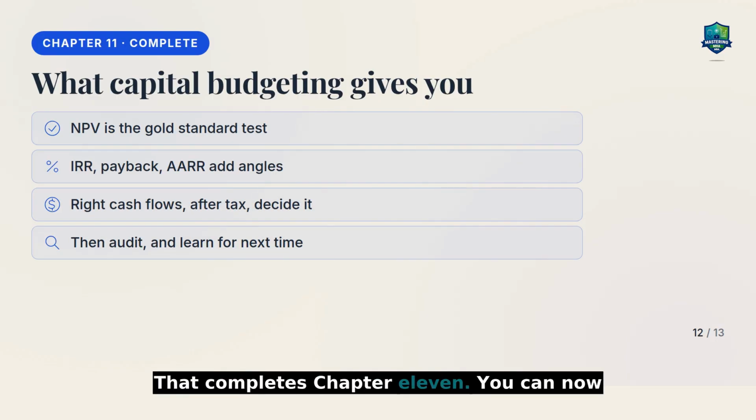That completes Chapter 11. You can now evaluate a long-term investment from start to finish. Net present value is your gold standard, with internal rate of return, payback, and the accounting rate of return offering extra angles. The quality of every answer depends on getting the cash flows right, future, incremental, and after tax, including that sneaky depreciation tax shield. And the process only improves if you go back and audit what actually happened. That is the full discipline of betting wisely on the future.